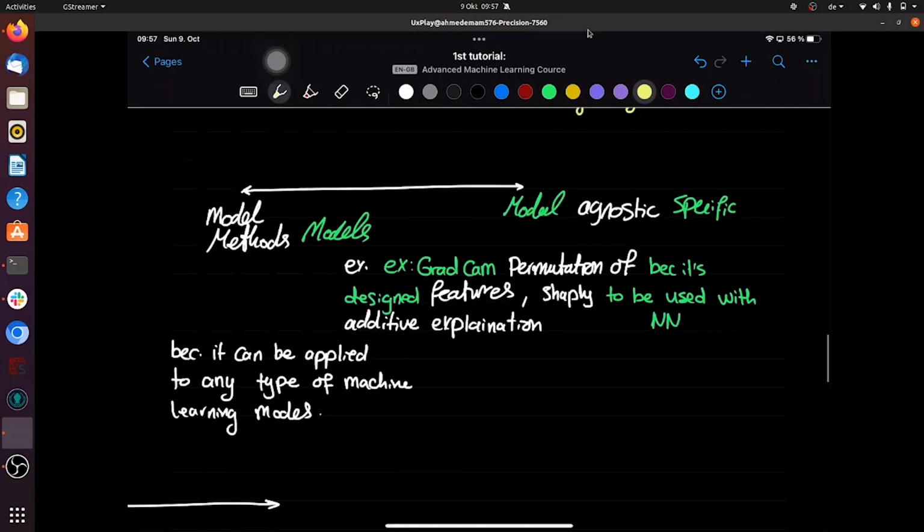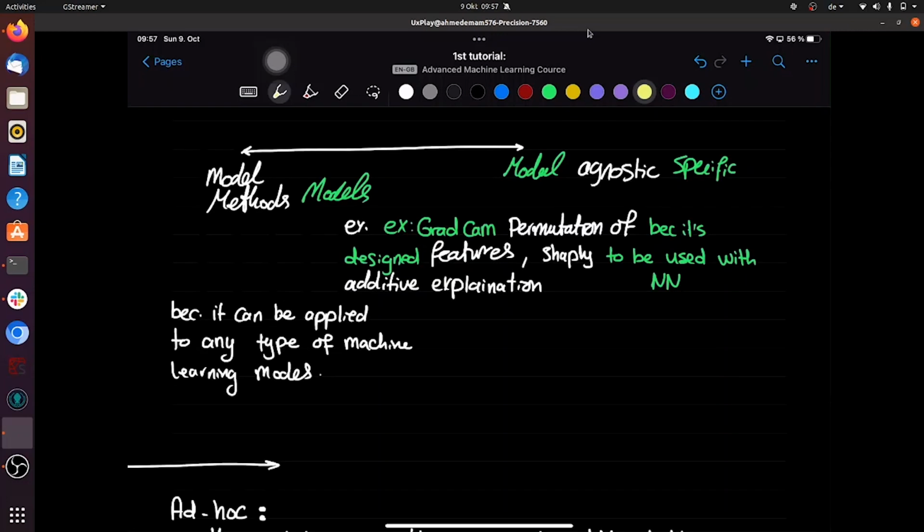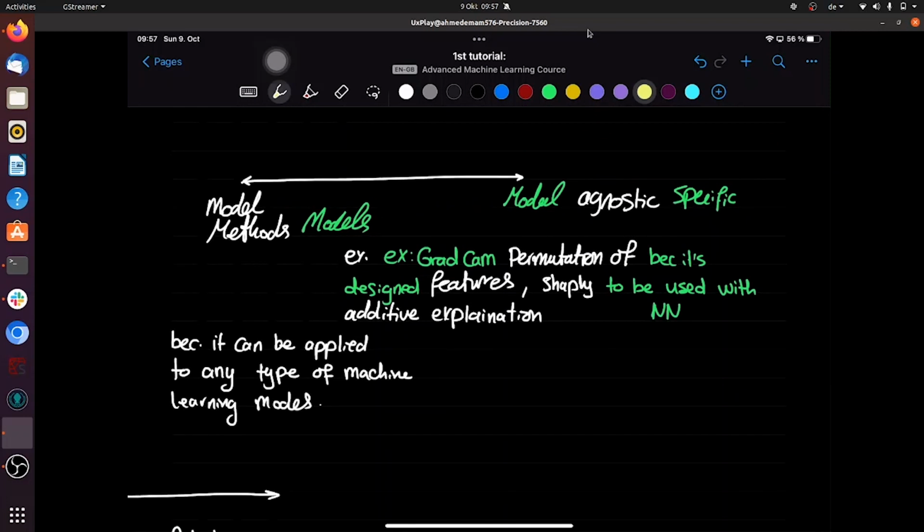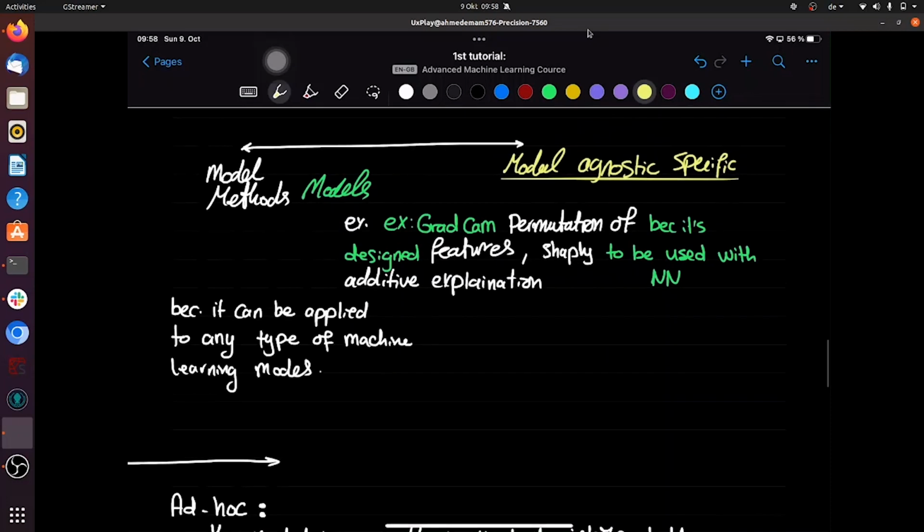Another comparison between two vocabularies that you're going to see in most of the books is model agnostic and model specific methods. Alright, so what's the meaning of model agnostic methods and model specific methods?